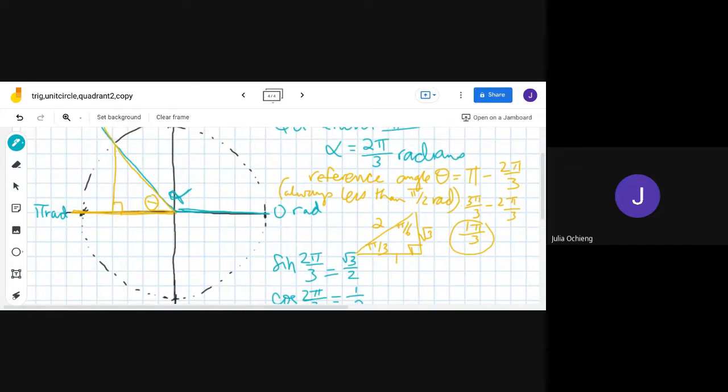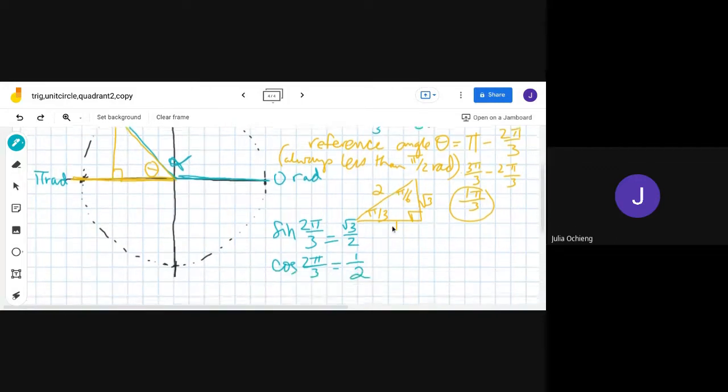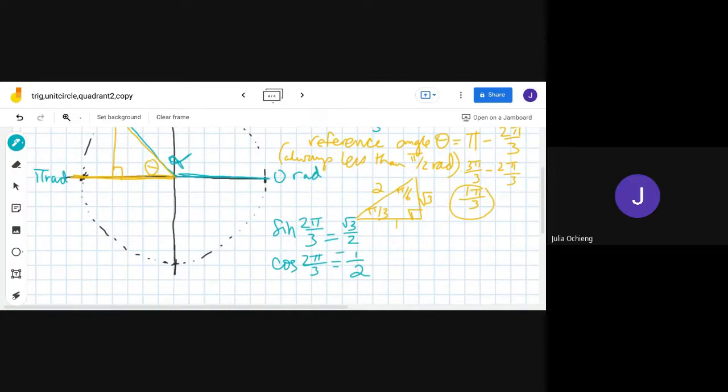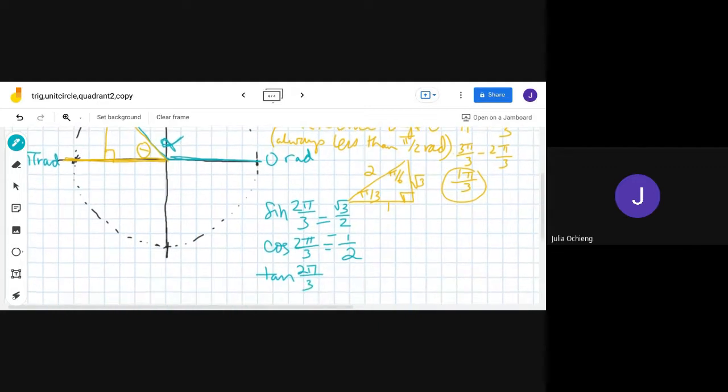Remember that the cosine value over here is the same as the x value. So cosine is going to be a negative value because x is negative in the second quadrant. So this is going to be negative 1/2 instead of positive 1/2. And last but not least is tan 2 pi over 3. Tangent is going to be opposite over adjacent, which is going to be root 3 over 1 or root 3.